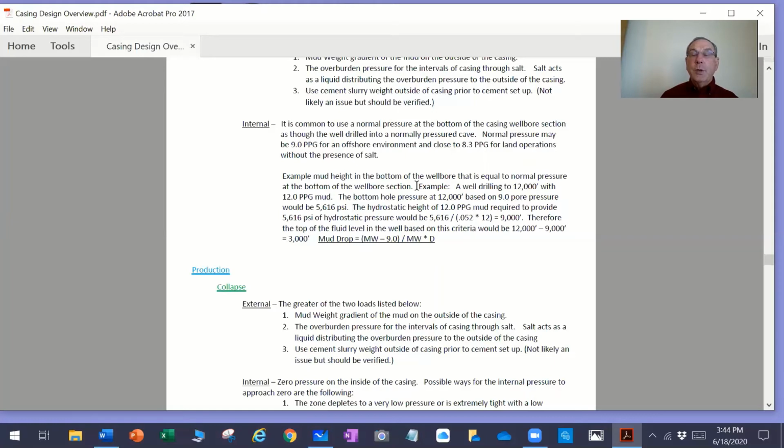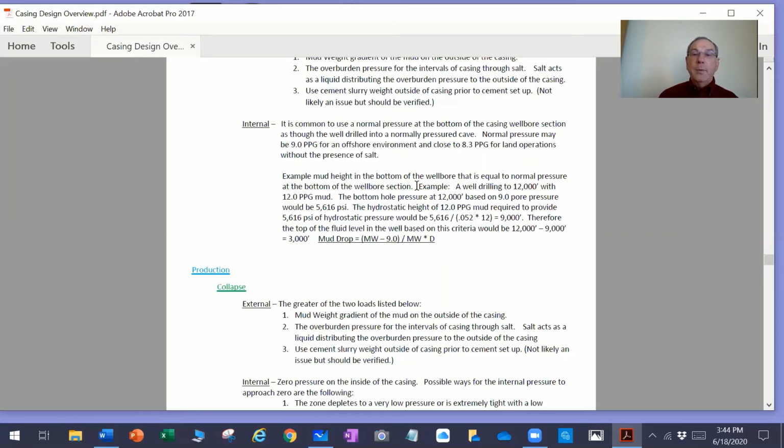You can also just use this little handy dandy formula based on, I call it ratios, that the mud drop is going to be equal to the mud weight minus 9, divided by the mud weight, times the depth. So you can use that and you'll get the same answer.